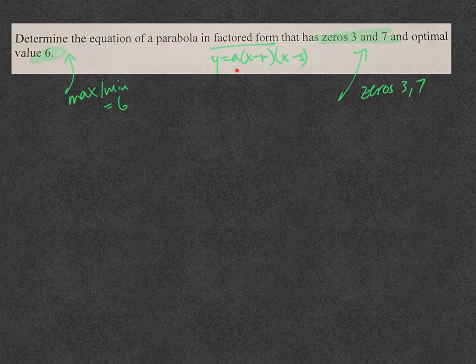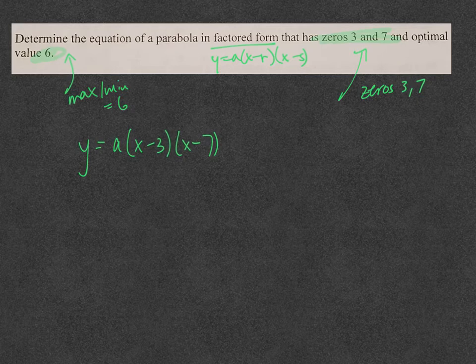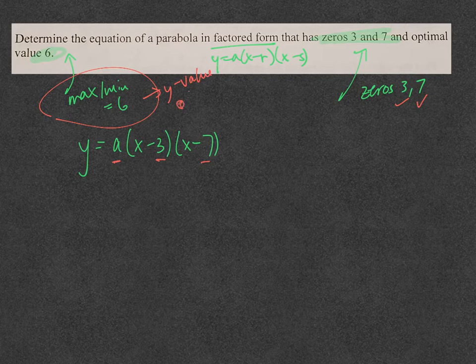We know that factored form is y equals a times (x minus r) times (x minus s). So x minus the first zero, x minus the second zero. So I'm going to write that in a moment, and we'll still have a to define. I have used my zero information over here, the 3 and the 7, in my equation. I still need to find a, and I need to use the maximum or minimum to find a. If the optimal value of the parabola is 6, that means this is the y value of the vertex. So if I can find the x value of the vertex, then that will help me out.